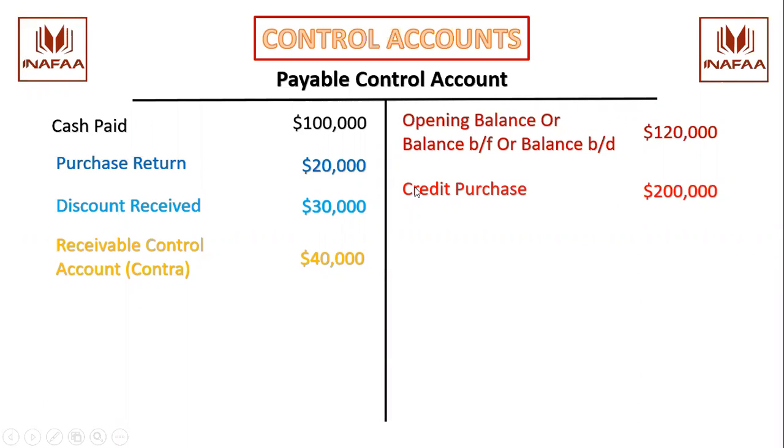Remember, contra entry is always passed when the amount is same. It is not possible that I have to pay 40,000 to some of my payable, but the customer is to pay me just 20,000. So the contra entry will be passed by 20,000 only. If he pays 20,000 to my payable, I will pass this entry with 20,000 instead of 40,000, because the whole 40,000 is not paid.